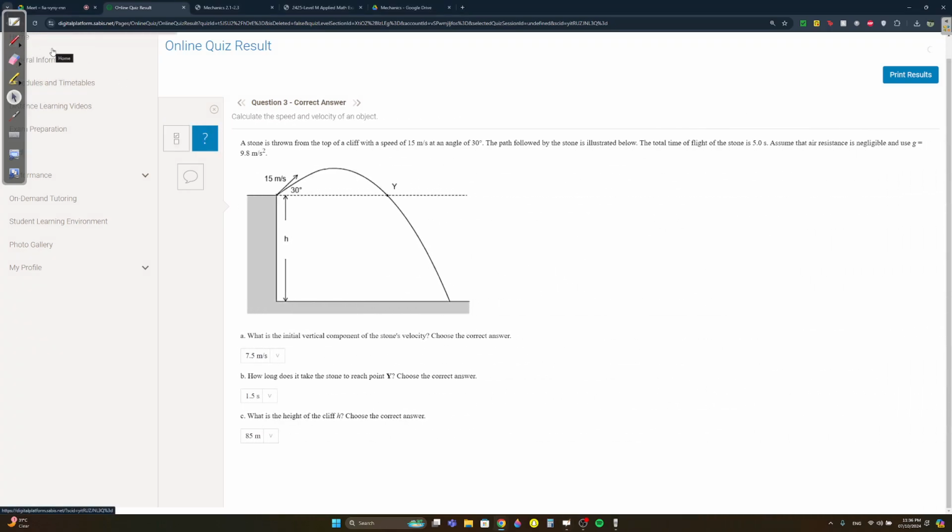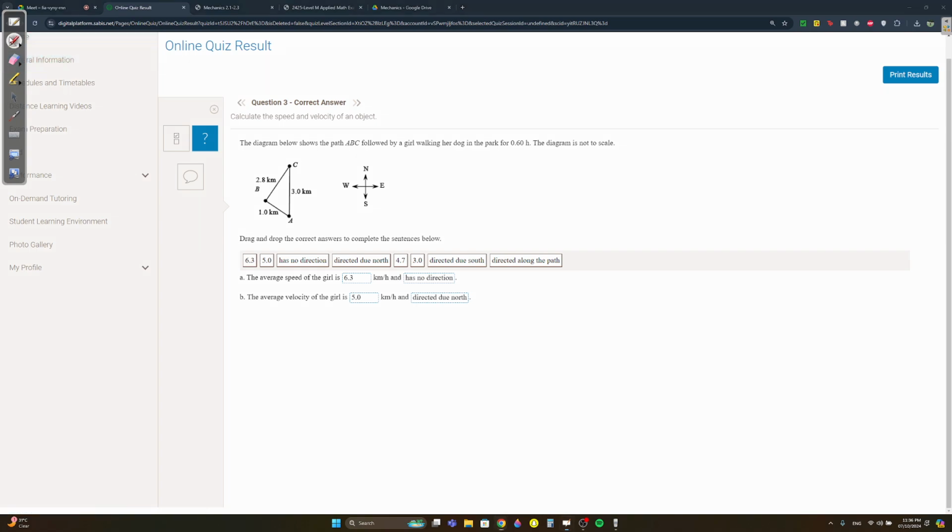Question 3. This is a nice and easy question. The diagram below shows the path ABC followed by a girl walking her dog for 0.6 hours. The average speed of the girl is what, and the average velocity? Let's see. She's using the path ABC. Average speed is L over T, right? Delta L over delta T.